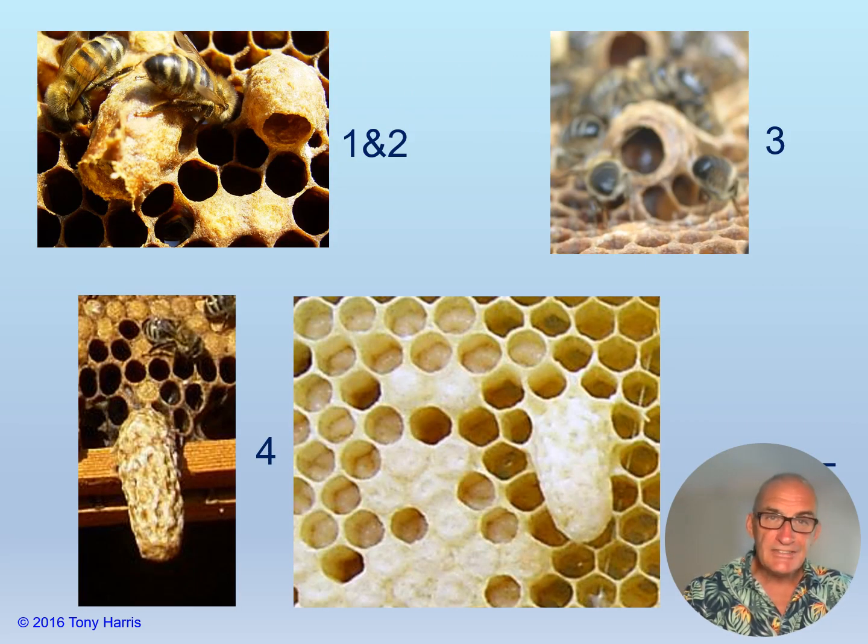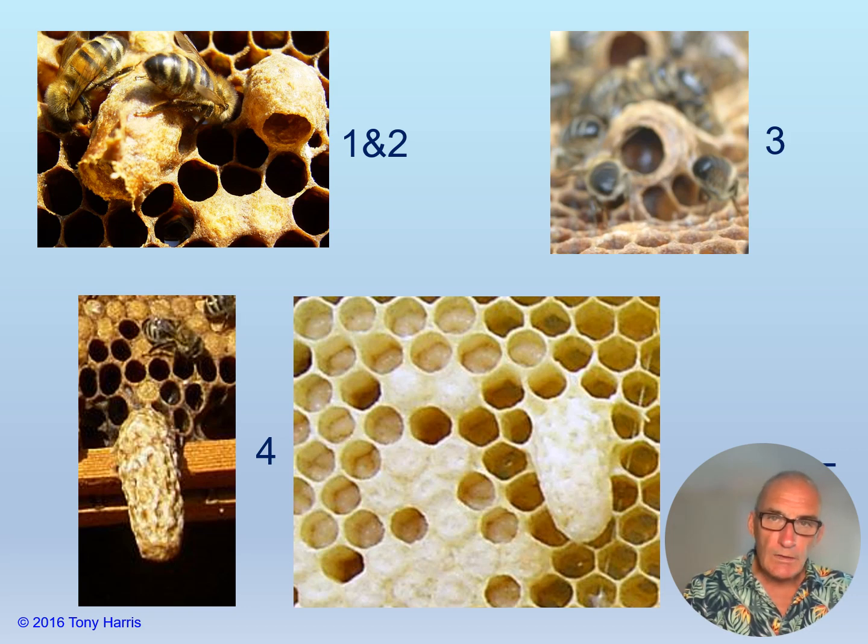Now, here's the answers to the quiz. Number 1 is a queen cell from which a queen has previously emerged. You can see at the end where the lid would have opened and the queen would have come out, the lid's dropped off. Number 2 is a queen cup. Number 3, that's also a queen cup or an old queen cell.